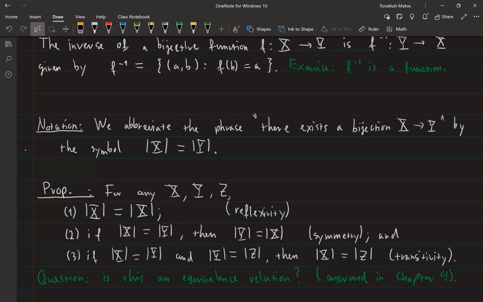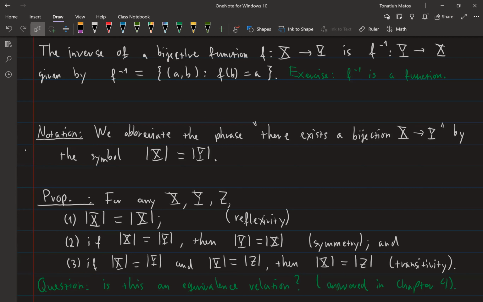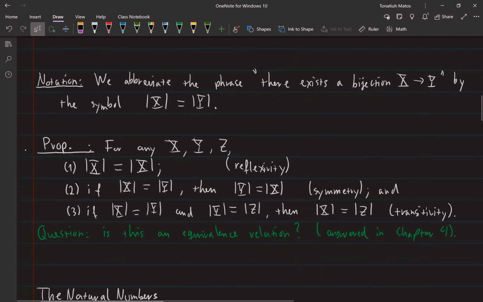Now, I will leave that as a question to you, also because I haven't, in my notes at least, defined equivalence relation. We will do that on Thursday as well. But this is an interesting thing, so do think about it. And don't get confused. This isn't really that important.